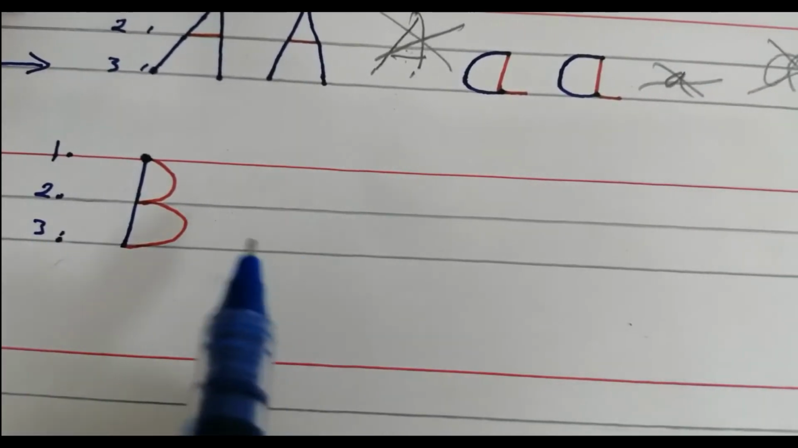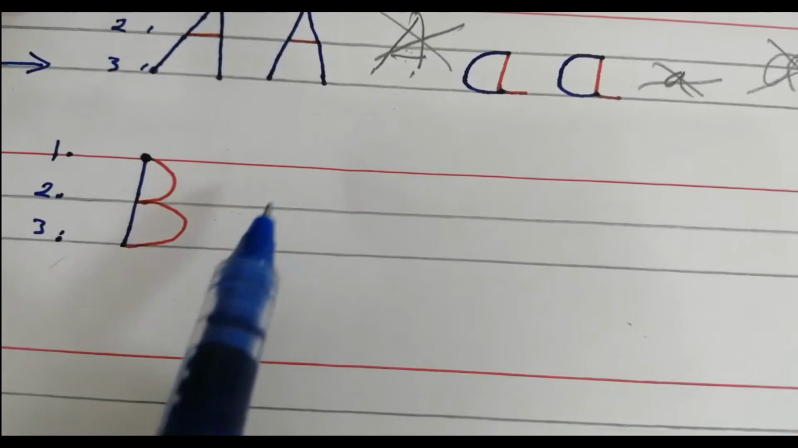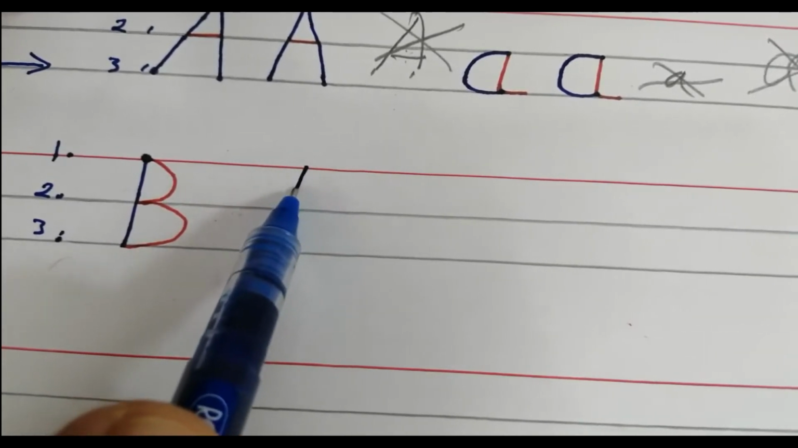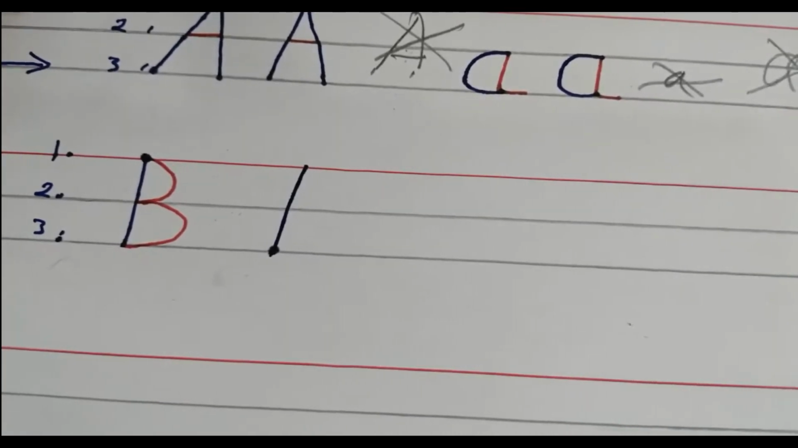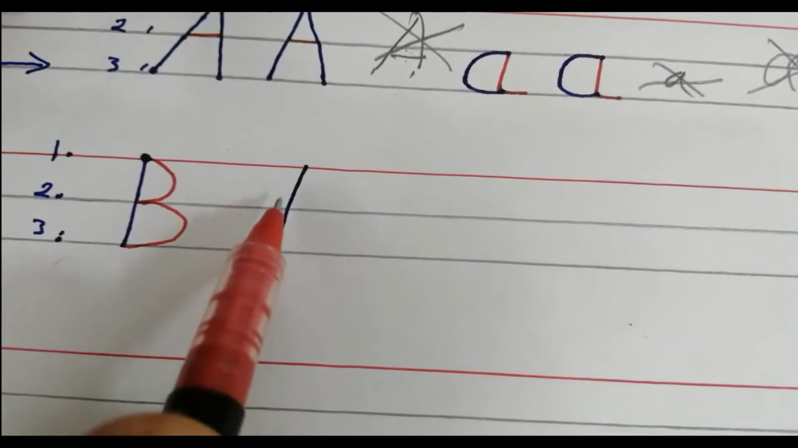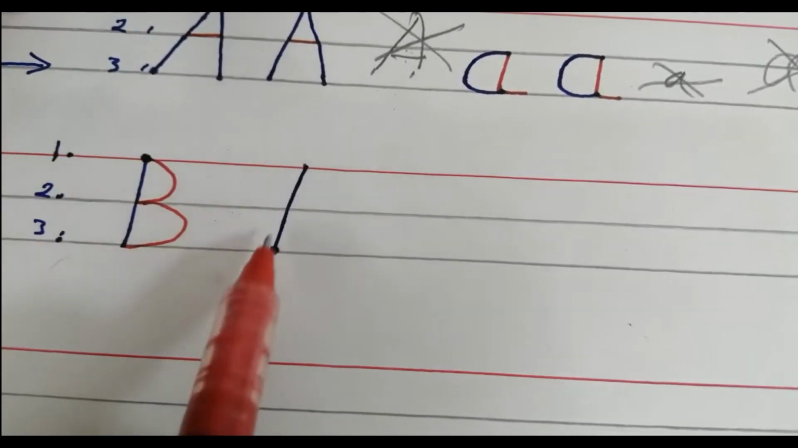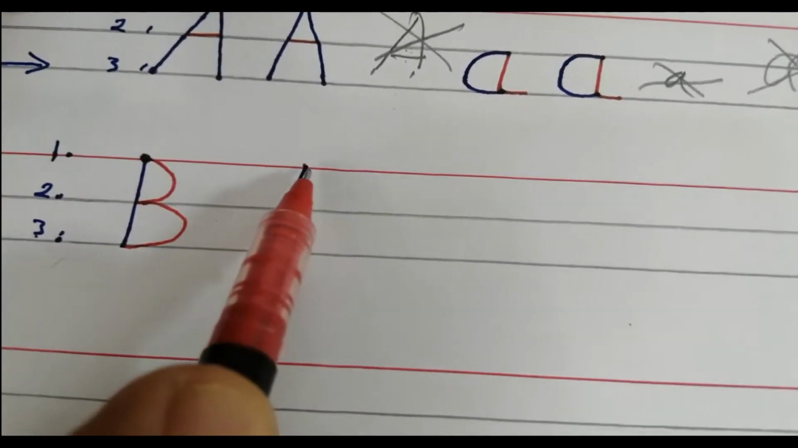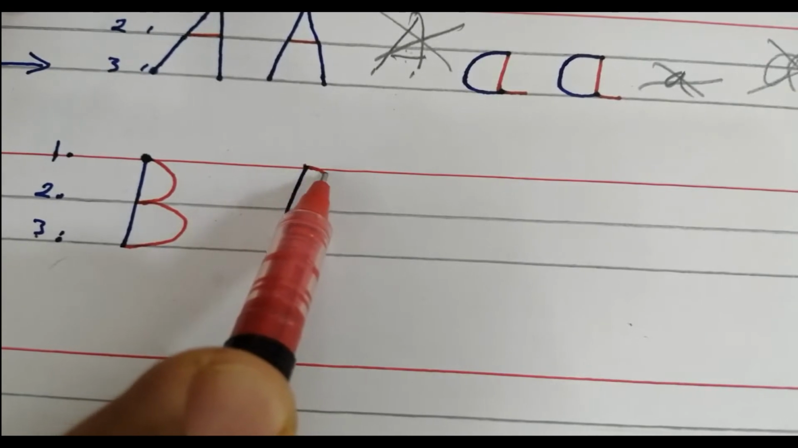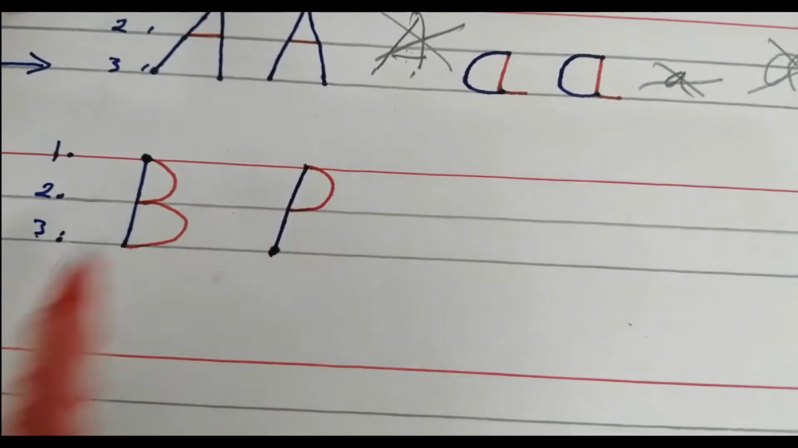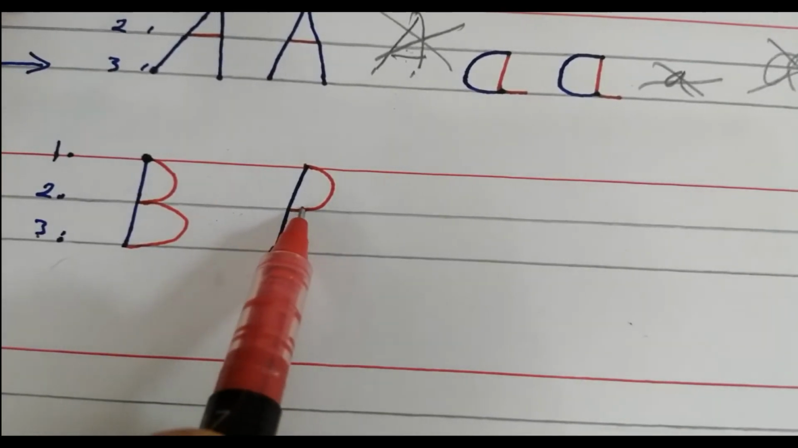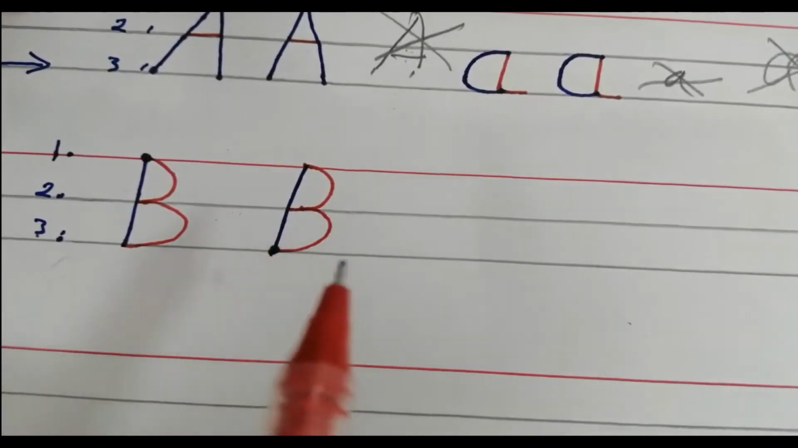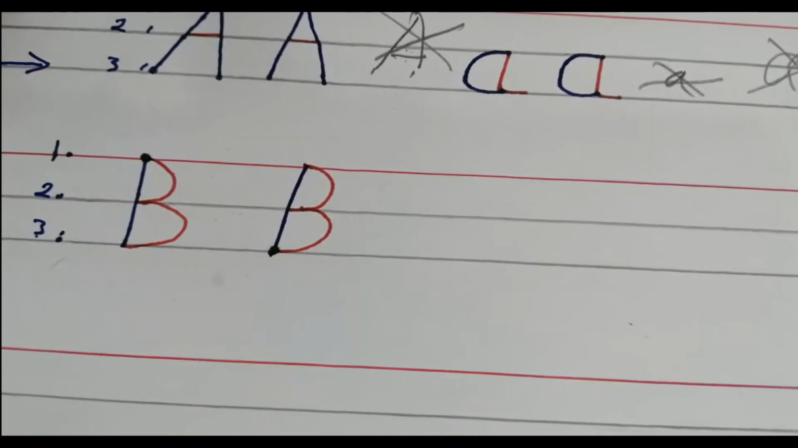Again, from line number 1 to line number 3, and the falling line here, you see, 1, 2, 3, and a half circle from line number 1 to line number 2, and another one from line number 2 to line number 3, as you see here.